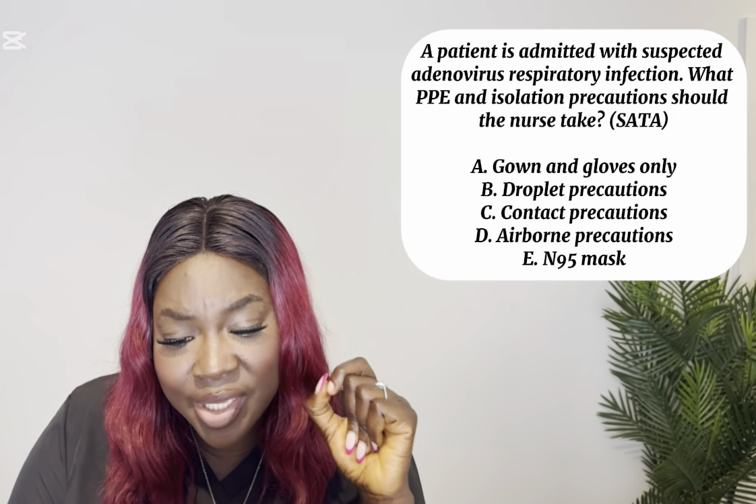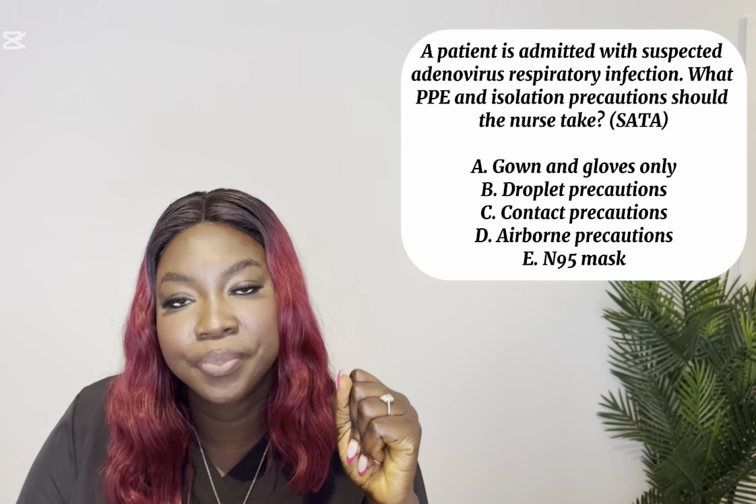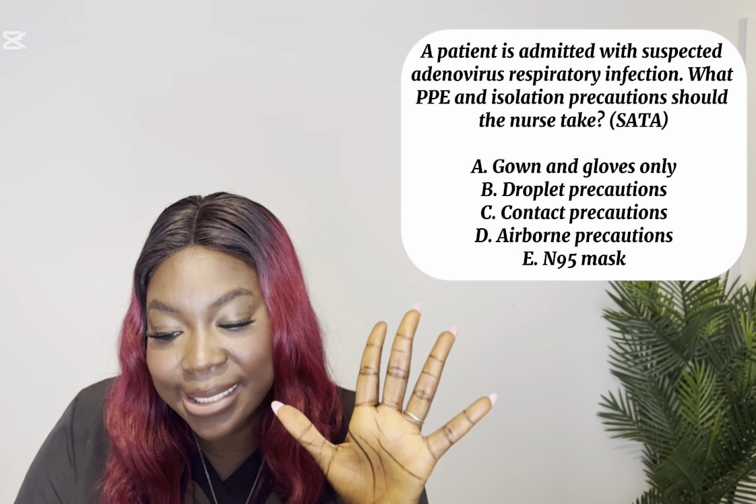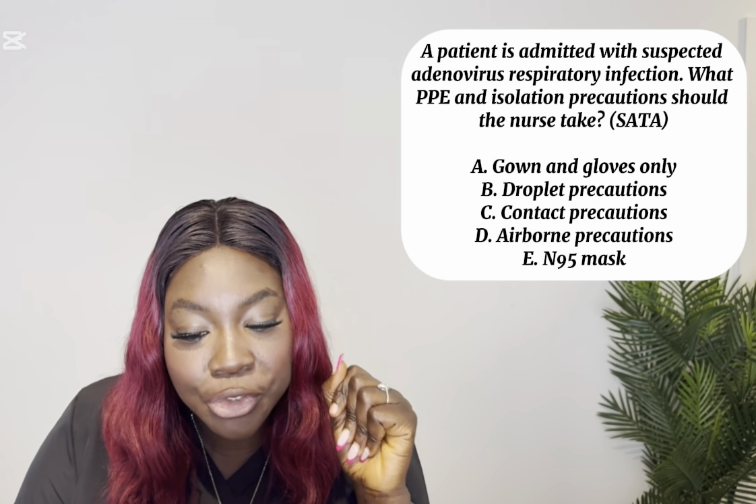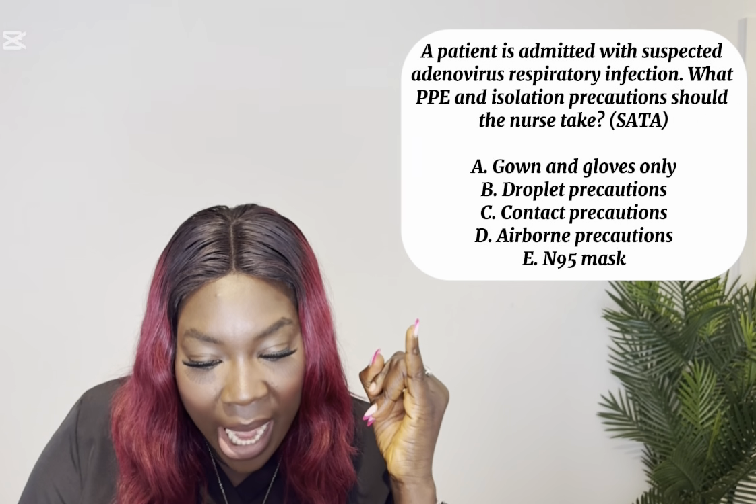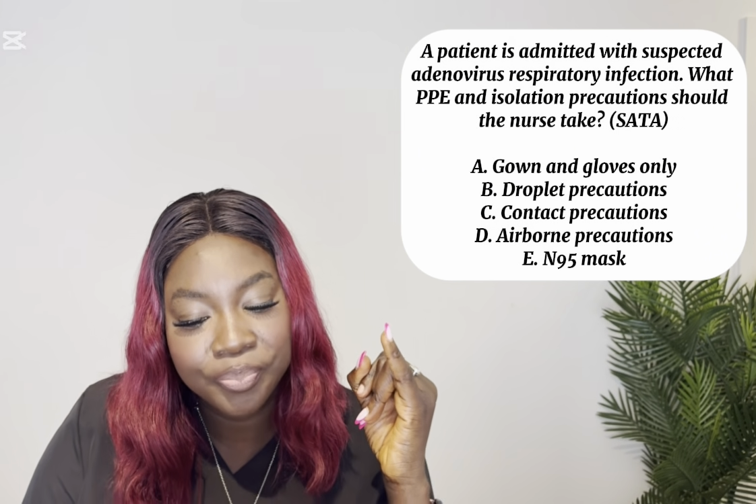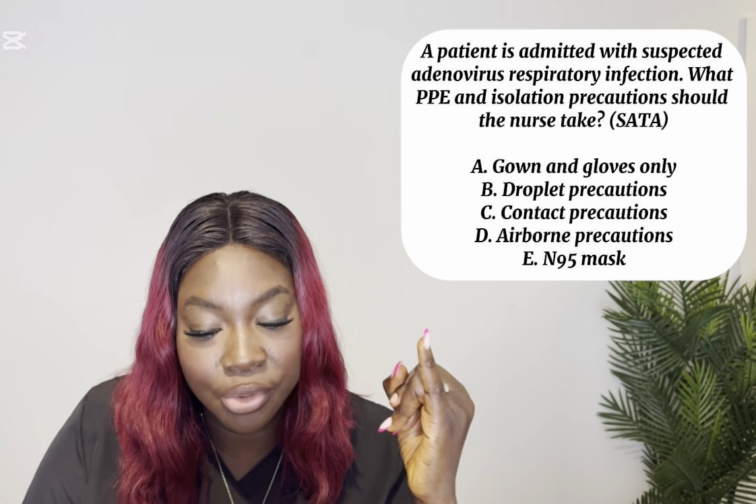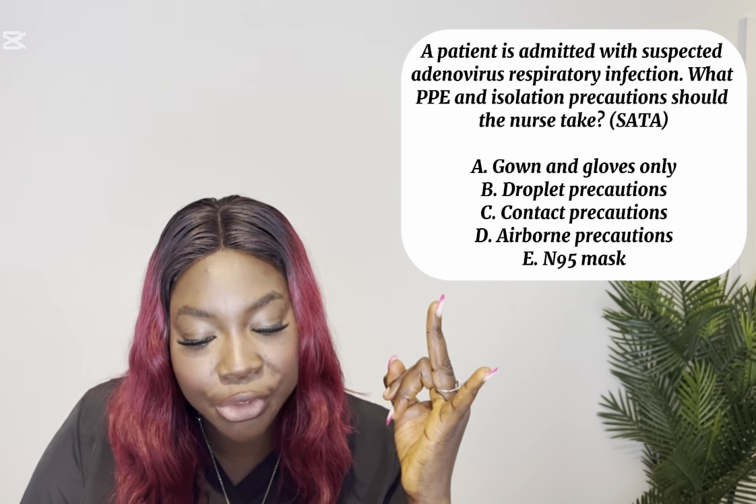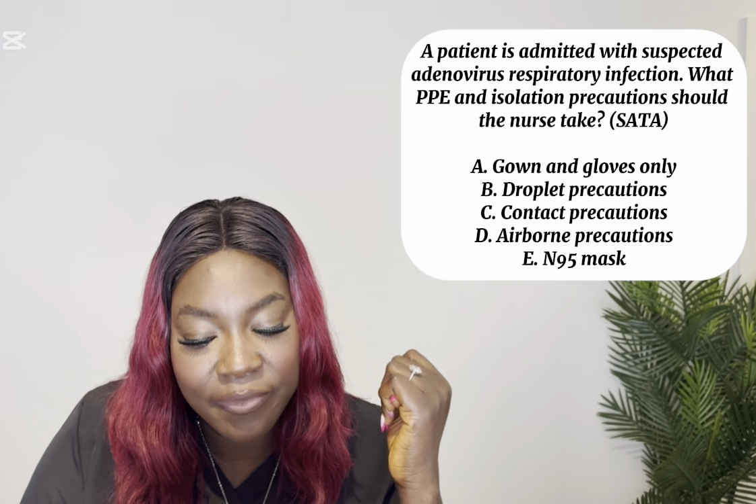A patient is admitted with suspected adenovirus respiratory infection. What PPE and isolation precautions should the nurse take? Select all that apply. A, gown and gloves only. B, droplet precautions. C, contact precautions. D, airborne precautions. And E, N95 mask.